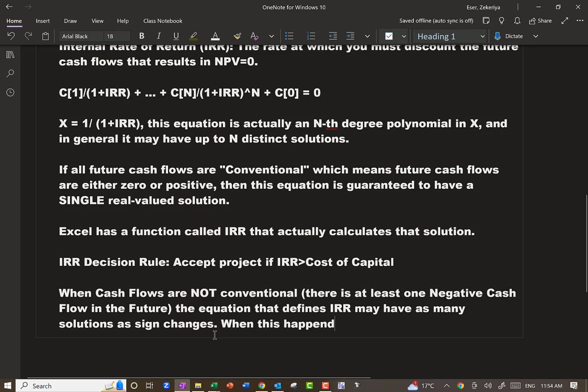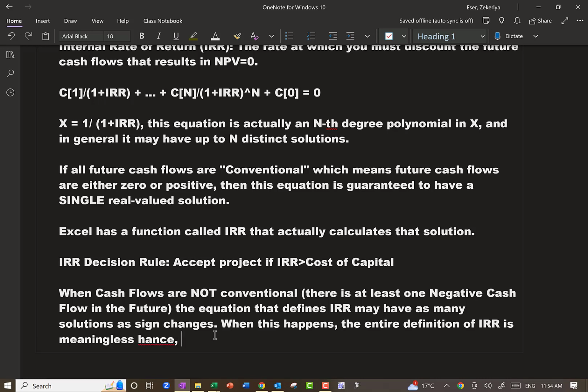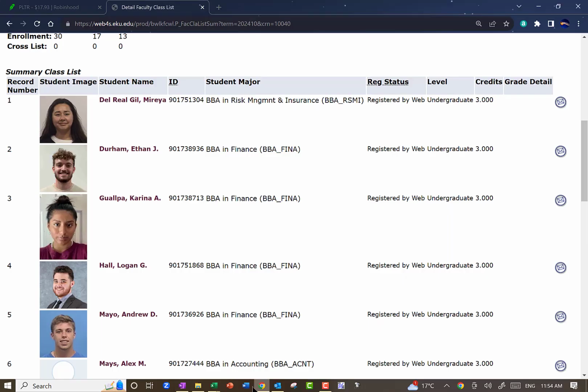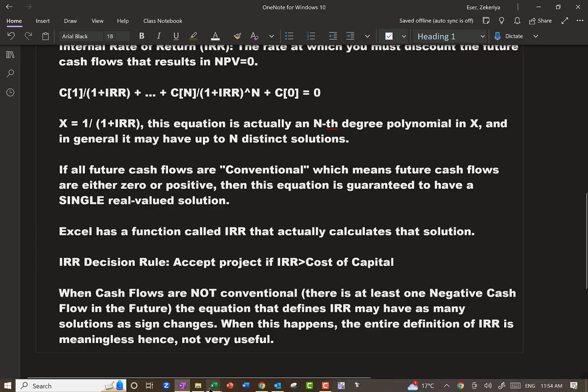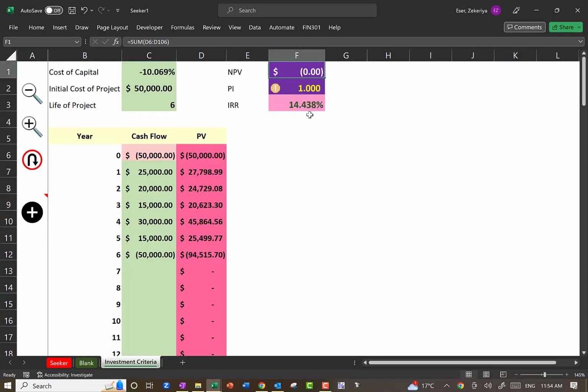When this happens, the entire definition of IRR is meaningless. Hence, not very useful. In such a scenario, you would always go with NPV.